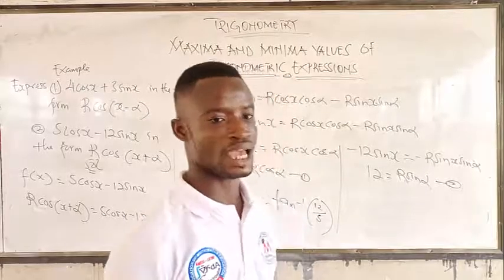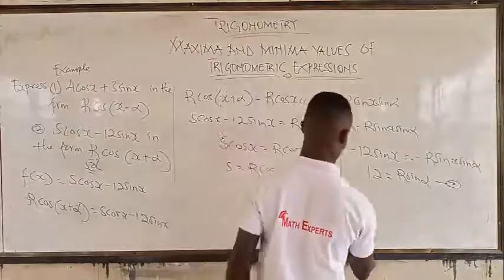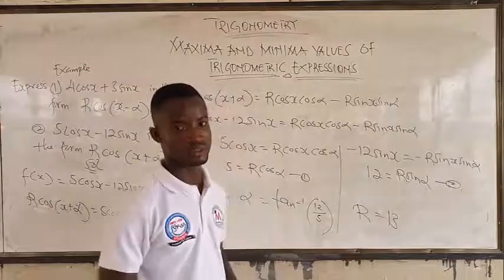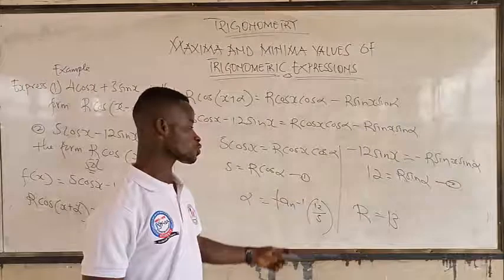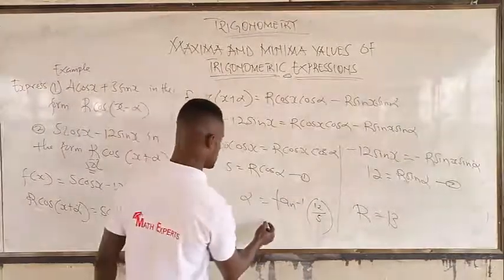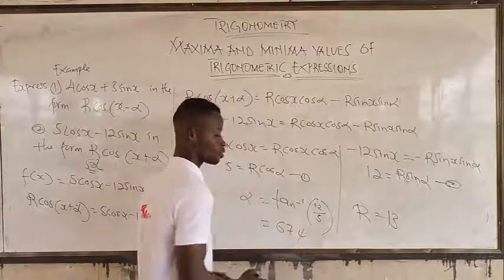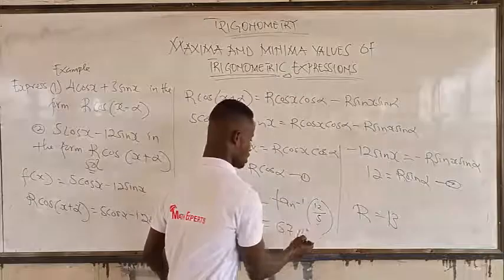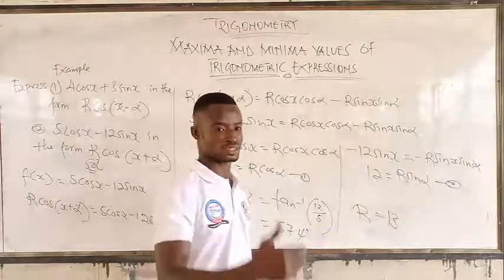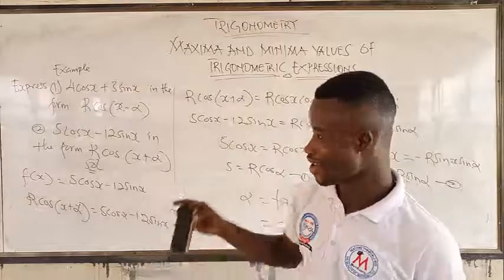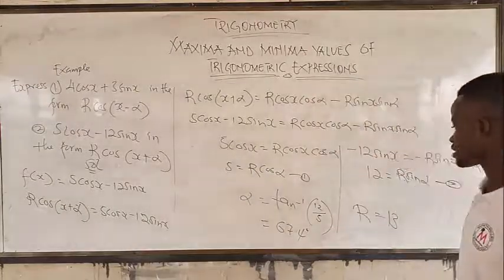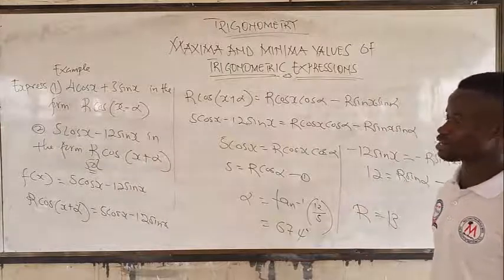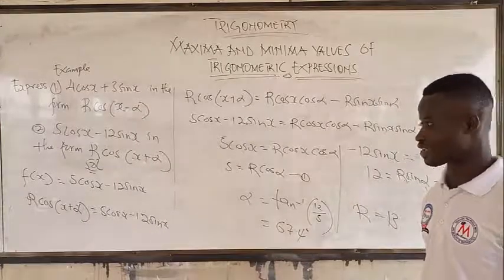Very good. So for r, you get r to be 13, and this one too is going to give you 67.4 degrees. Then you now go and rewrite it in such form. Alright, so that is that. Let me take you through the one that you expressed to get sine.